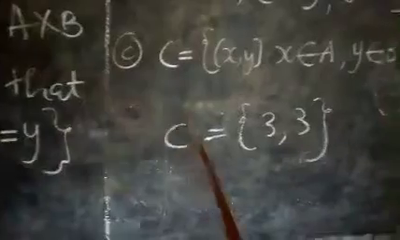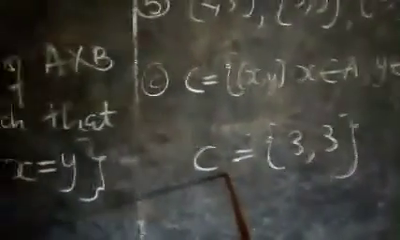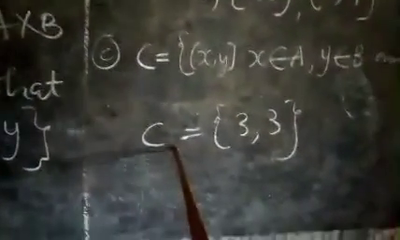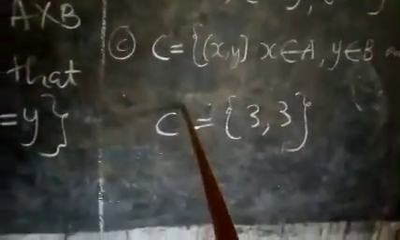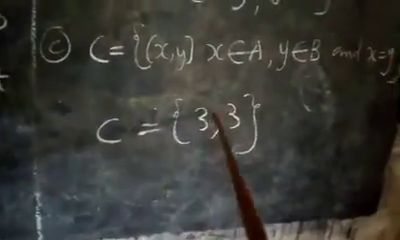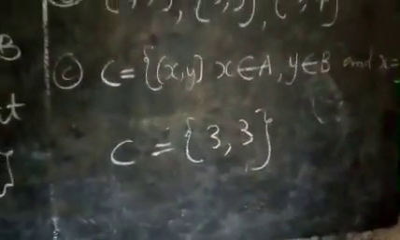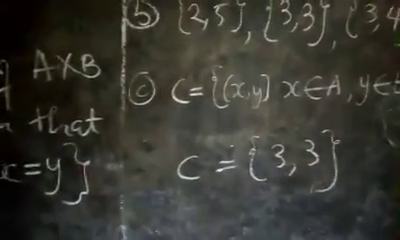And that is what is going to be our set C, according to the requirement of the question, that we should find C such that x is equal to y. So C is equal to {(3, 3)}. And that is the answer to the question as we have it here.